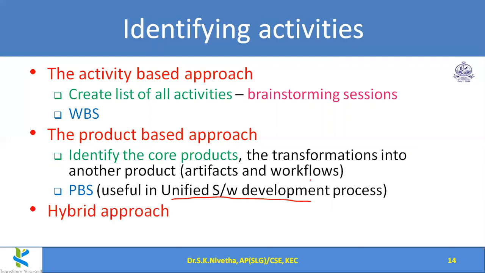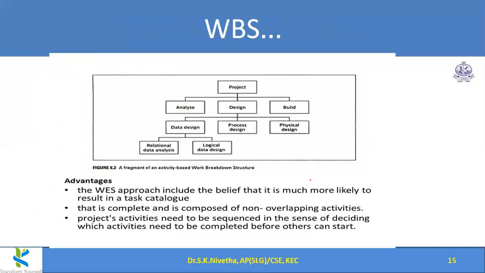And sometimes we may need to follow hybrid approaches, like once the top level products are identified, and for each product, a list of activities, a WBS for each product. So in that way we are doing, that is a hybrid approach. WBS based on the project's main products. So to identify activities, we can either follow the activity based approach, the product based approach, or this hybrid approach. So in WBS, we could see an example here.